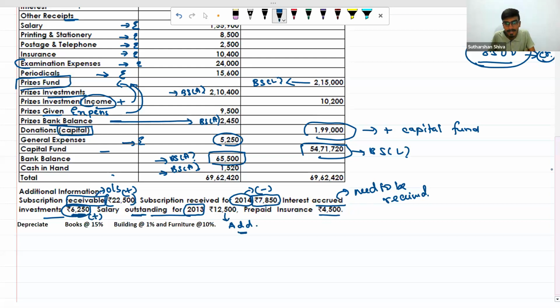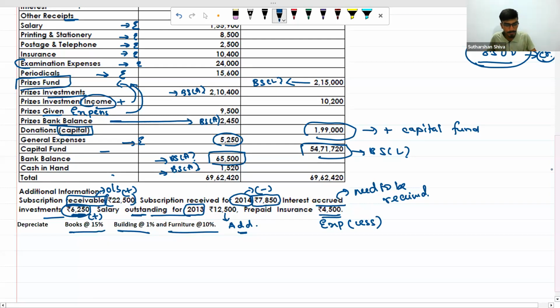Okay. Prepaid insurance, it is a prepaid item. This is an expense which we have prepaid, so we are going to deduct it. If it is the actual method, we will deduct. If it is in reverse order as per the previous question, we will add. And they have given depreciation on books at 15%, building at 1%, furniture at 10%.